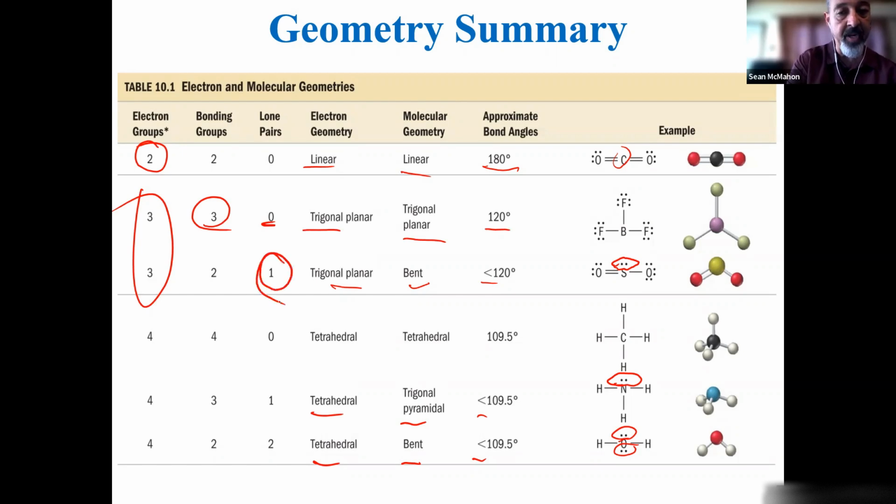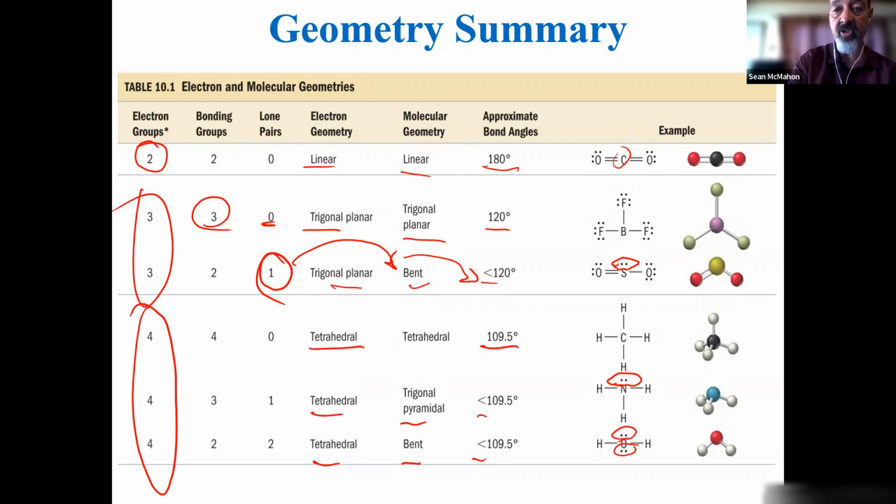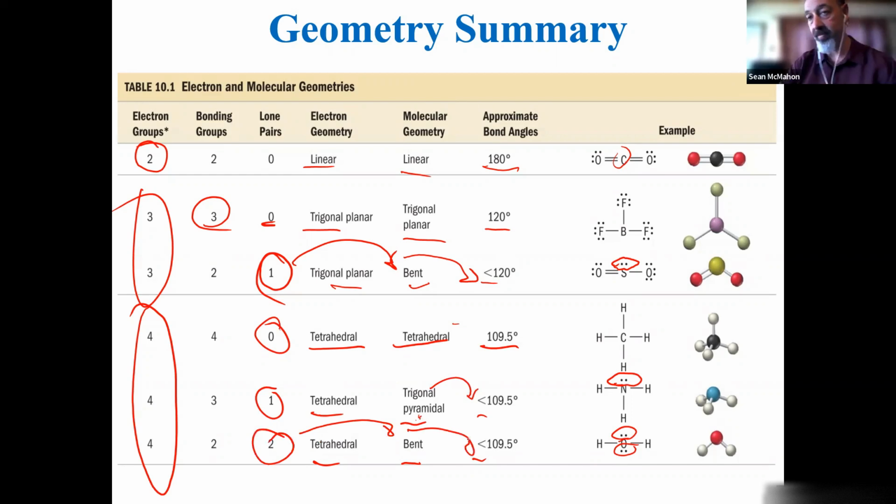But as soon as I put a lone pair, molecular geometry has a new name and there's a distortion. What about 4 electron groups? Again, the bond angle is 109.5 because that's a 4 groups electron geometry, tetrahedral. If there are no lone pairs, like in the case of methane, the molecular geometry is tetrahedral and there's no distortion. But if there's one lone pair, the electron geometry is tetrahedral, but the molecular geometry is pyramidal and there's the distortion. If there's 2 lone pairs, it's bent and there's the distortion. Okay.